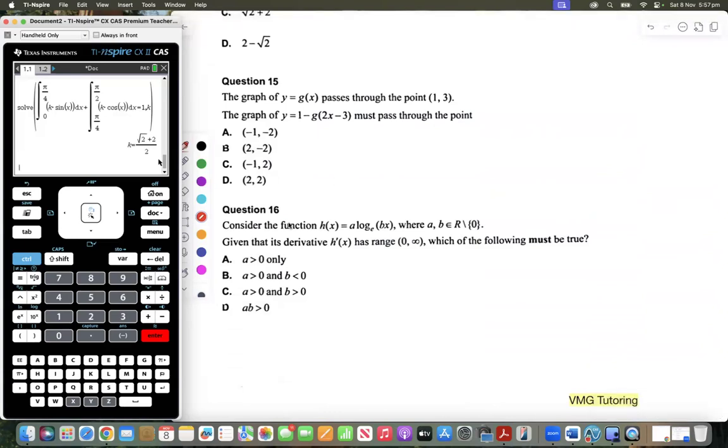Where the graph of phi(x) passes through point 1, 3, the graph of this must pass through the point. Okay. So if I get the function which is y is equal to 1 minus g of, take 2 out, which is x minus 3 over 2, right? Is that right? Correct.